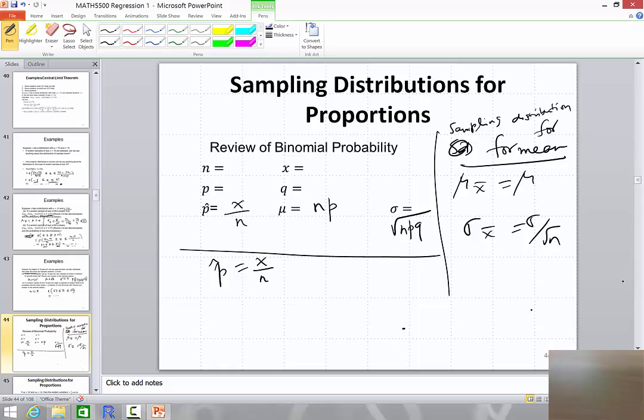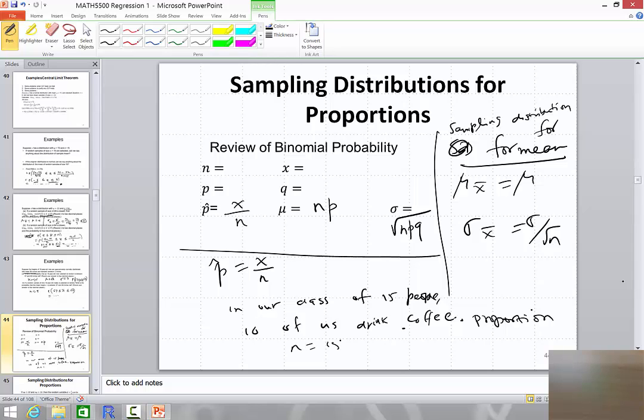I want to give you an example. In our class of 15 people including myself, let's say 10 of us drink coffee. Find the proportion of the people who drink coffee. How do you find that? The total number of people n is equal to 15. 10 of us drink coffee, x is equal to 10. The proportion is equal to x divided by n, that is 10 divided by 15 equals 0.67, something like that.